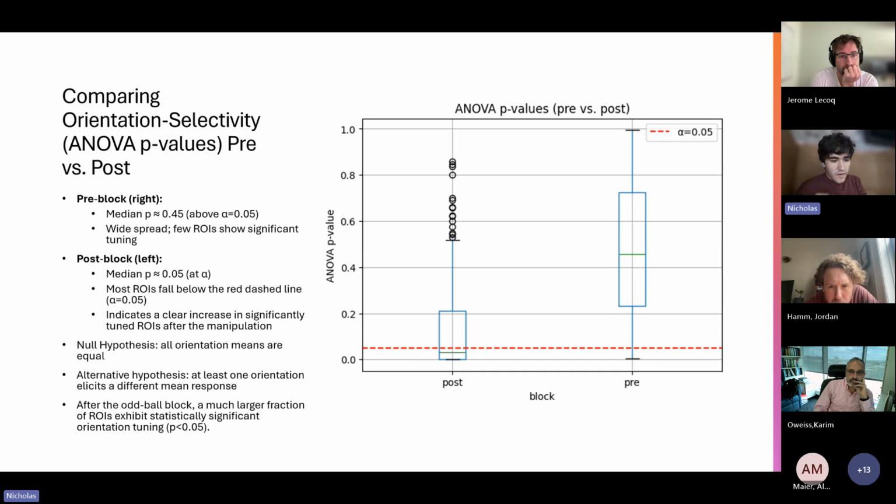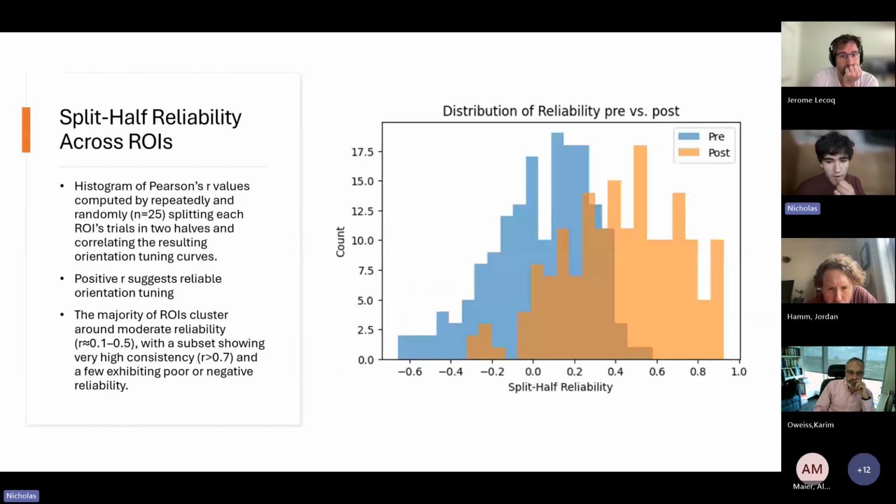I see. I did not track what happened to individual ROIs. So this analysis does not condition on, or consider, what ROIs were like in the pre-block compared to the post-block. How I understand what you're asking is, if an ROI in the pre-block exhibited very reliable tuning, will it exhibit very reliable tuning in the post-block as well?